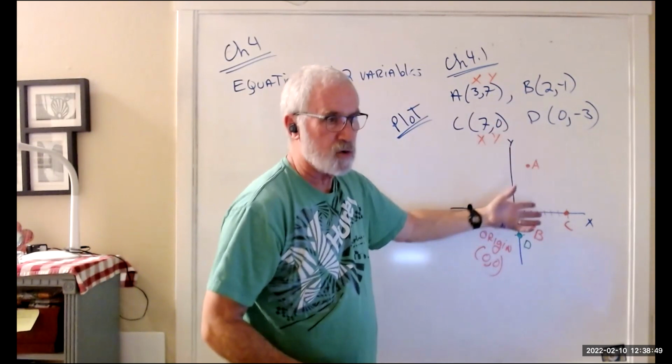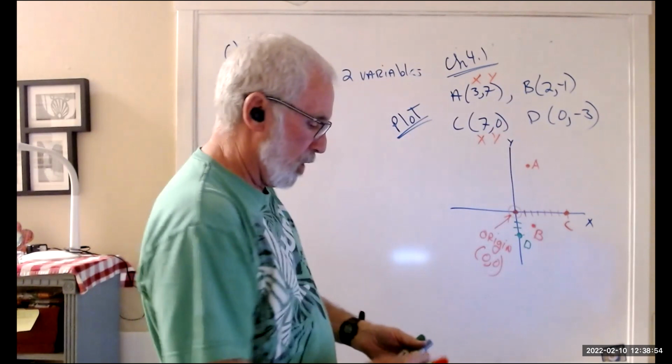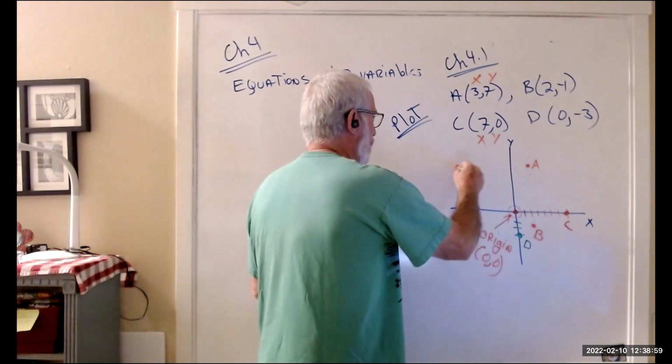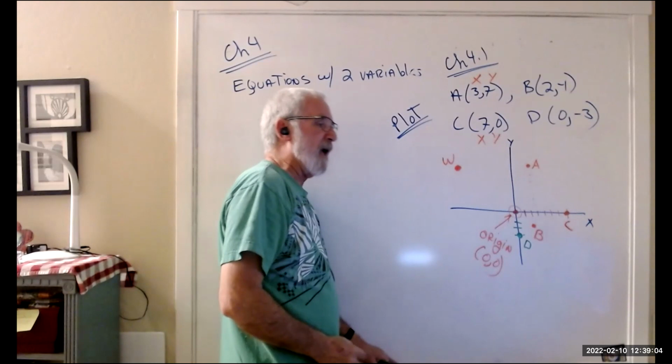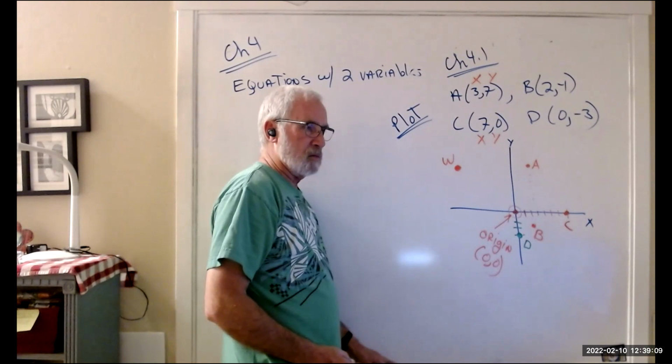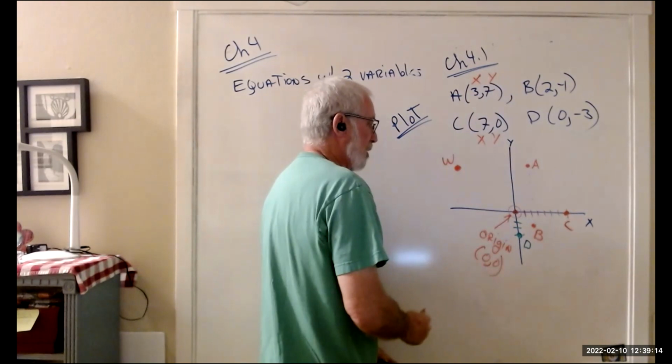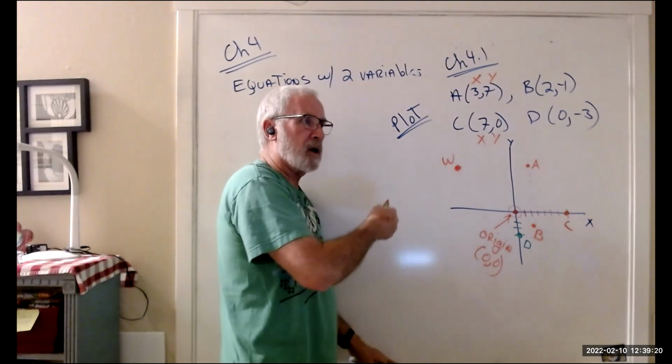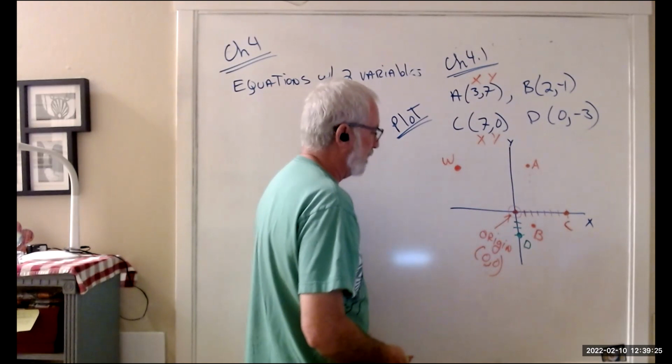Another part of section 4.1 is going to put a number here, like let's call this W. Okay, and they're going to ask you, what is the ordered pair for W? Okay. What is W's ordered pair? Well, this is kind of dumb on this drawing because you have no reference. You don't know what your numbers are. Anybody want to take a guess at what they think W is?